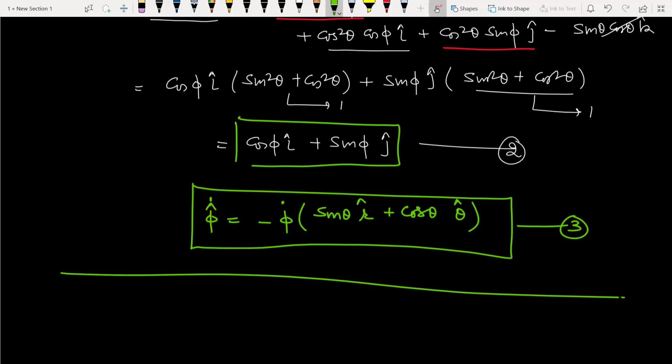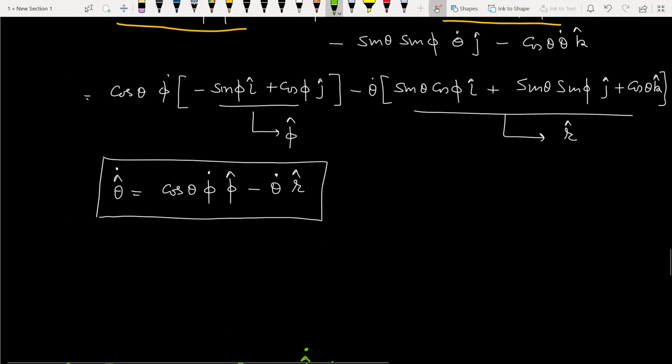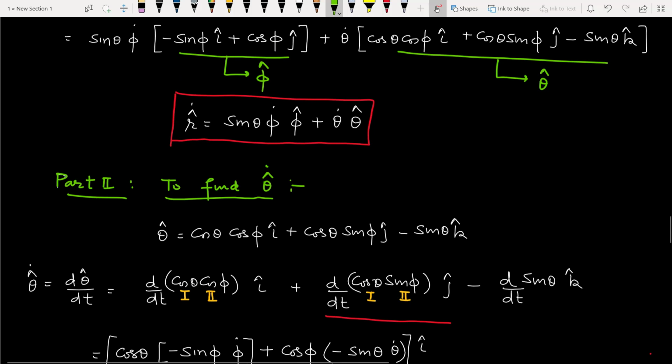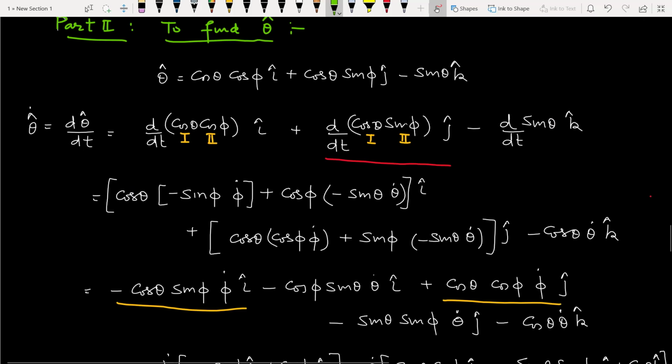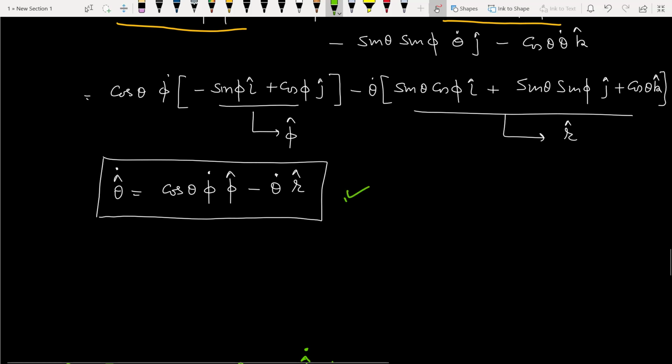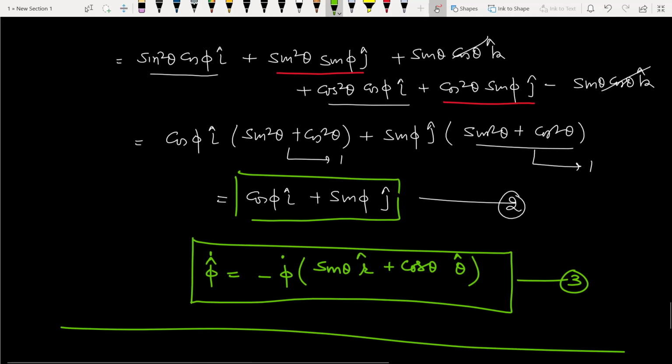So dear students, now we have derived r cap dot, theta cap dot, phi cap dot. So you are to remember these relations, and these relations will be useful for our next article, where we will calculate the expression for velocity and acceleration of a particle in spherical polar coordinate system. So this is all about today. Thanks a lot.